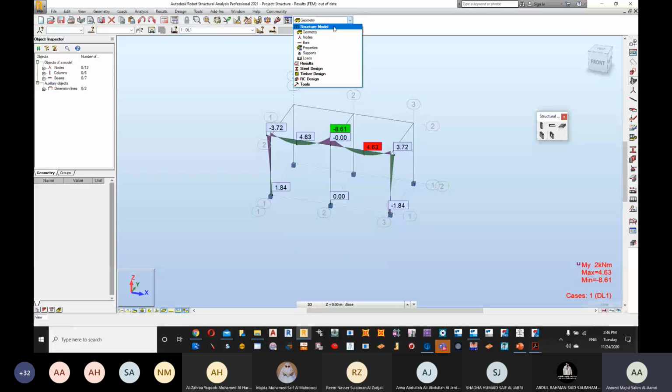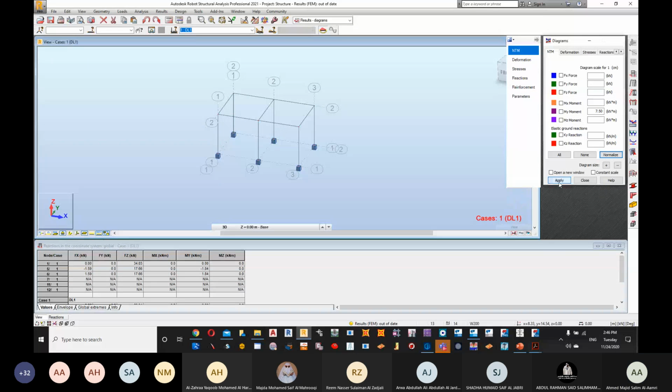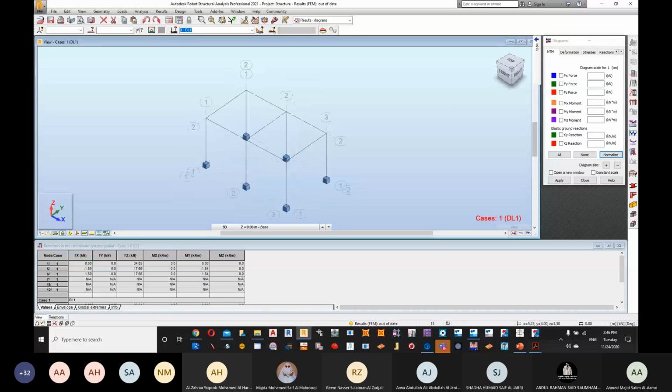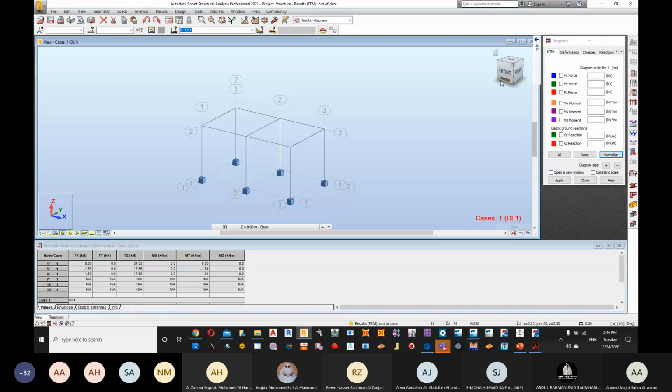Let me just remove the results now. So if you can see here, we have a 3D structure now. Previously we were having 2D. In 2D, it's not possible to have a biaxial moment, because the moment is happening in one direction, and the other direction is not available here. Now in this scenario, when it's 3D, we can see two moments happening.